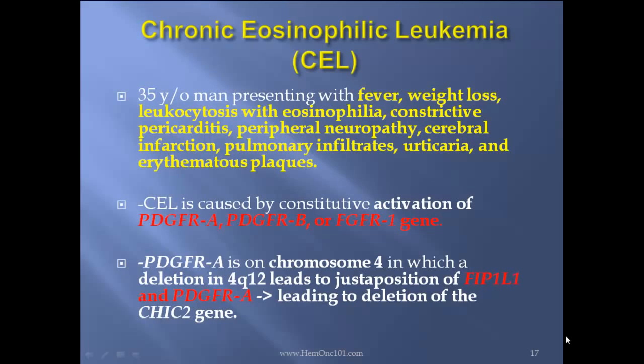Chronic eosinophilic leukemia. 35-year-old man presenting with fever, weight loss, leukocytosis, eosinophilia, constrictive pericarditis, very important keyword, peripheral neuropathy, cerebral infarction, pulmonary infiltrates, urticaria, and erythematous plaques. Chronic eosinophilic leukemia is caused by constitutive activation of PDGFR-A, PDGFR-B, and FGFR1 gene. PDGFR-A is on chromosome 4, in which a deletion in 4q12 leads to juxtaposition of FIP1L1 and PDGFR-A, leading to deletion of the CHIC2 gene. Very important to know.